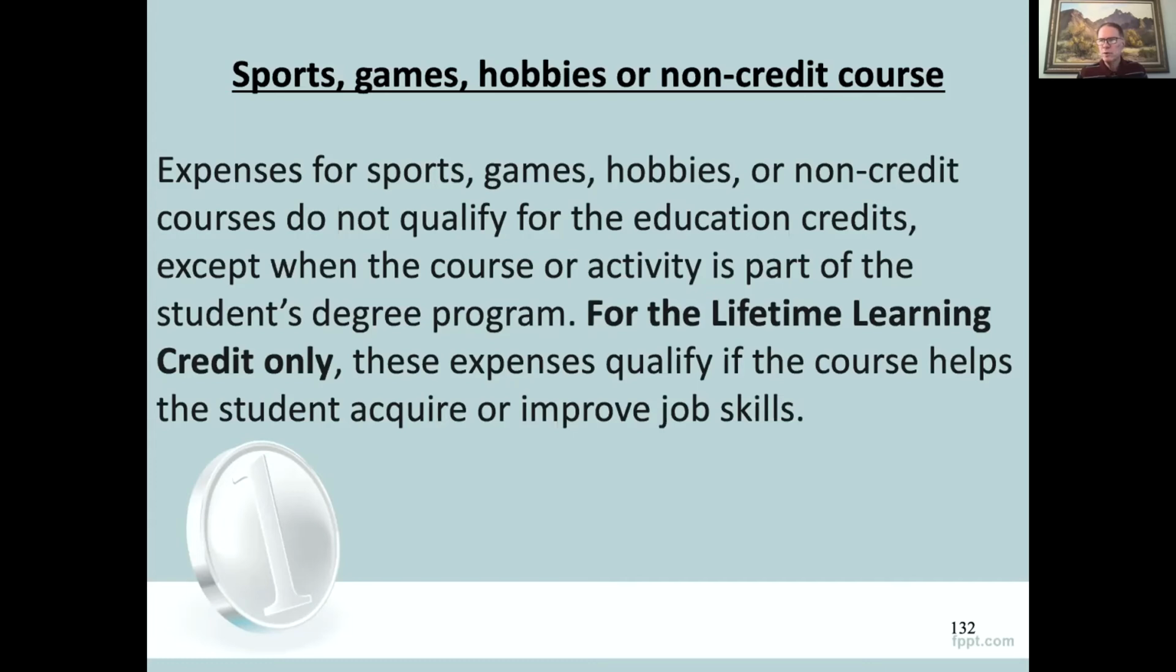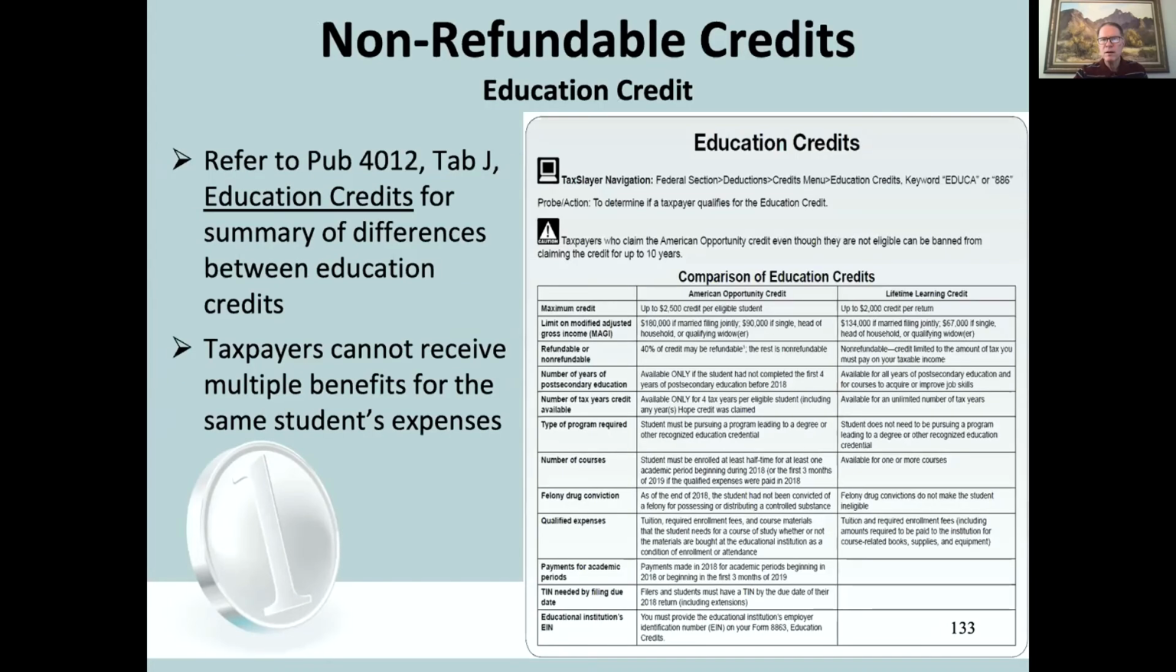If it's part of a student's degree program, say the student's degree is in physical fitness or health maintenance, something like that, then a course in fencing could be considered a qualified educational expense. For the lifetime learning credit, those expenses qualify if the course helps the student acquire or improve their job skills. That's that key again, acquire or improve job skills. In 4012, tab J, there's a summary of the differences. This is a screenshot of part of the pages.